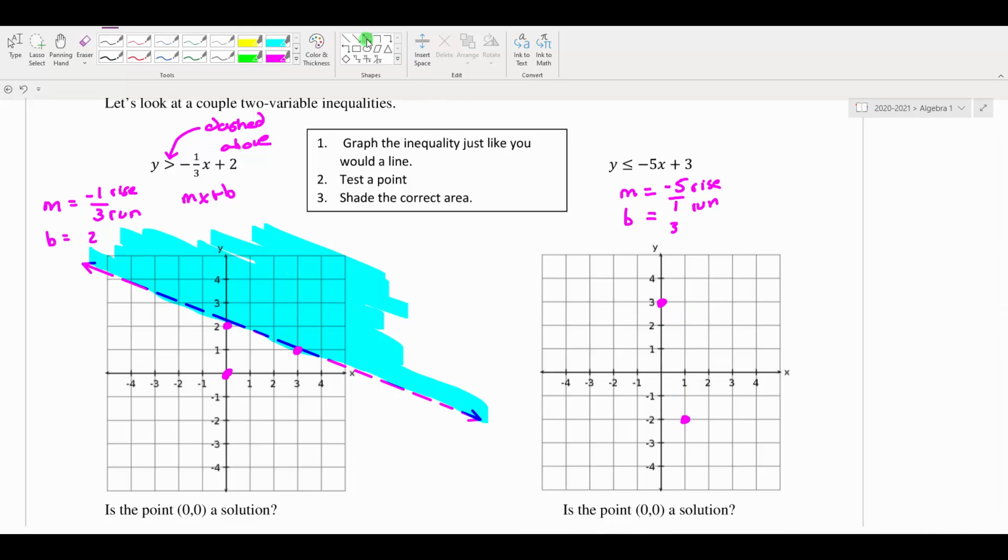Now I draw a line through those 2 points, and I want to make sure that I determine whether or not this line is going to be solid or dashed. So I look at my inequality symbol, and I see that equal to bar, and that tells me that we're going to have a solid line. Okay, so I'm going to grab my line tool here and get this line situated.